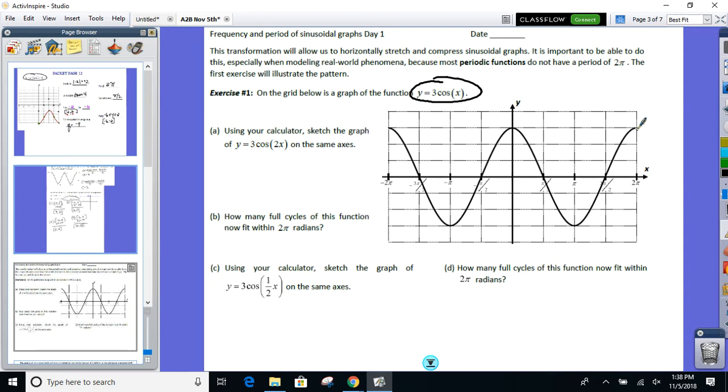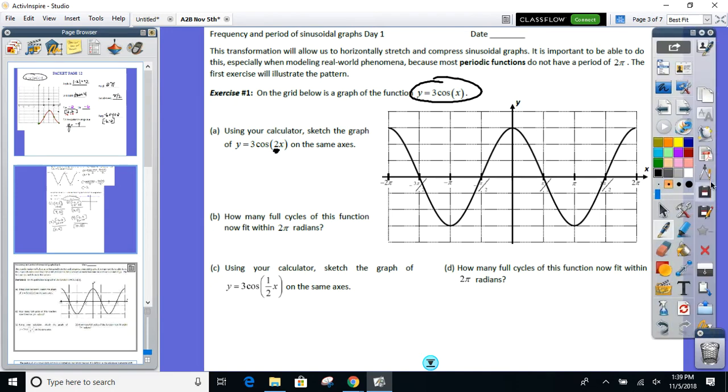All right. Now, here's what I'm going to have you do. And I know it says using your calculator, but I'm just going to give you the points because I don't want you to become dependent on the calculator. All right. 3 cosine 2x. What's the main difference between the two here? I got this darn 2 in here. How will that affect the graph? Here we go. We're just going to graph from 0 to 2 pi for time's sake. Here's your first point. It's still at its max.